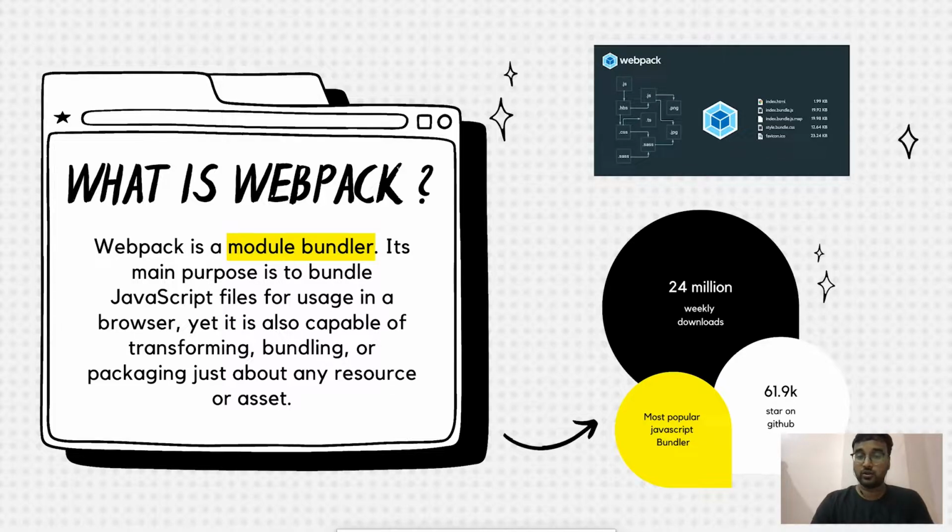The main thing about Webpack is that it's not just a module bundler. It also acts as a task runner, which means it can transform, bundle, and package any other resource or asset using plugins and loaders. It also has a lot of downloads on NPM, across 24 million weekly downloads. And it is said to be the most popular JavaScript bundler that's available.